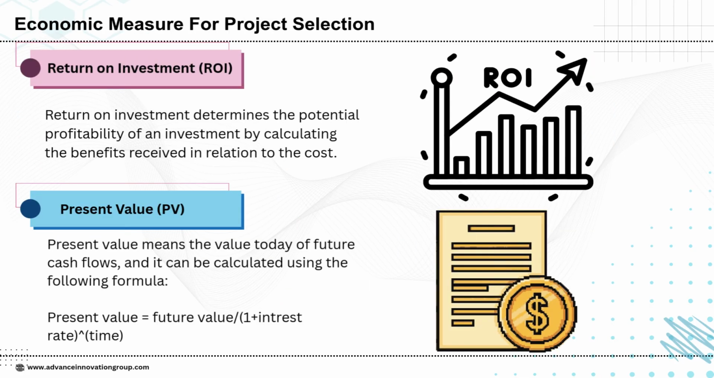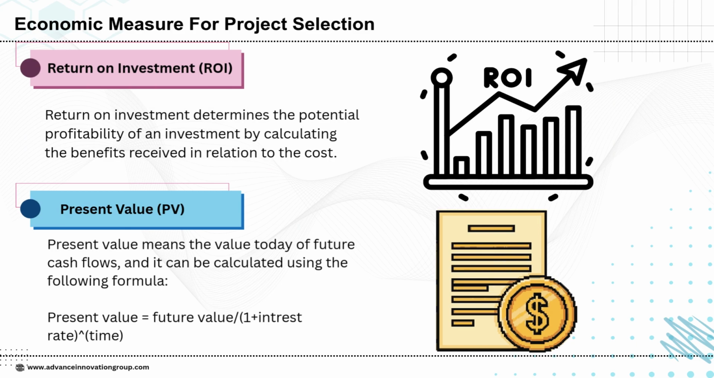This slide introduces two important economic measures used for project selection: return on investment (ROI) and present value (PV). ROI helps determine the potential profitability of a project by comparing the benefits gained to the costs incurred. It provides a simple way to understand whether an investment is worthwhile. Present value, on the other hand, looks at the value today of future cash flows.